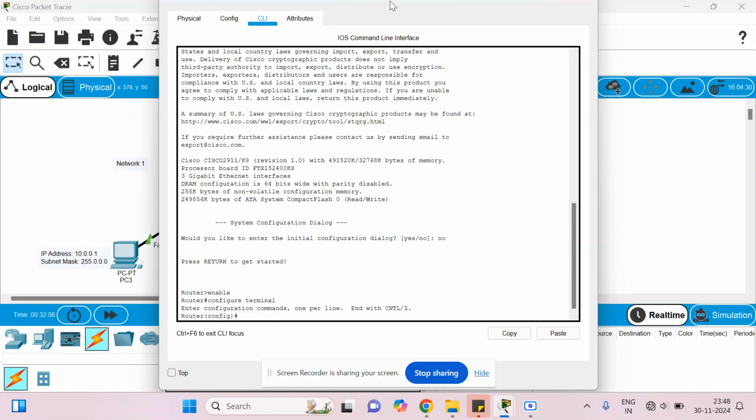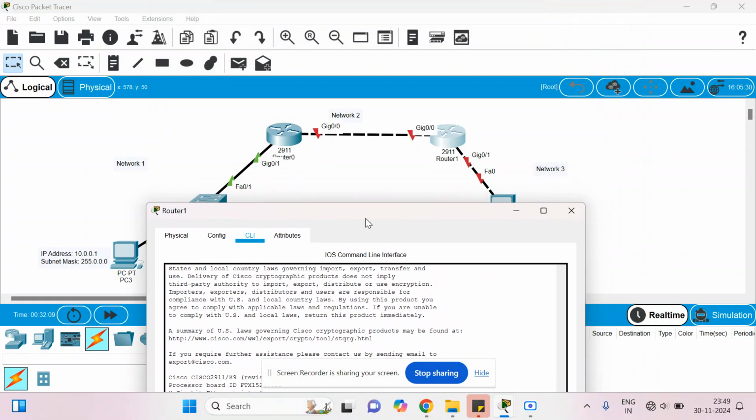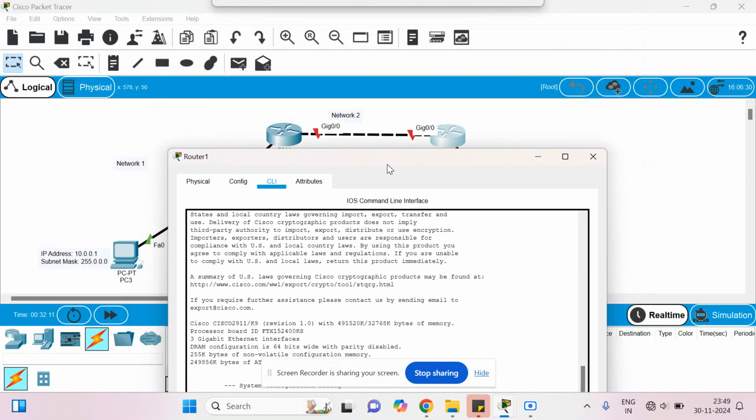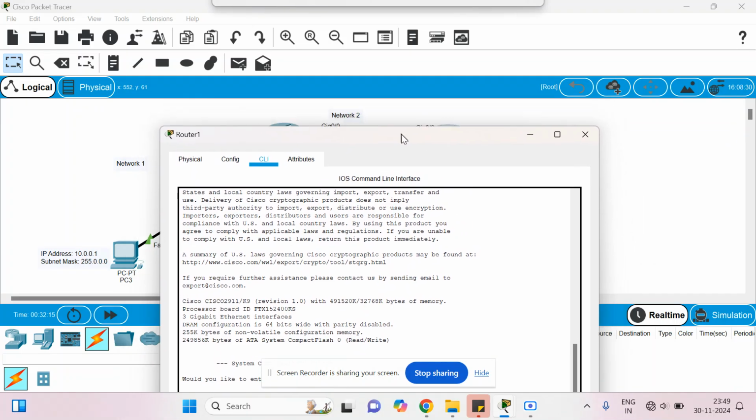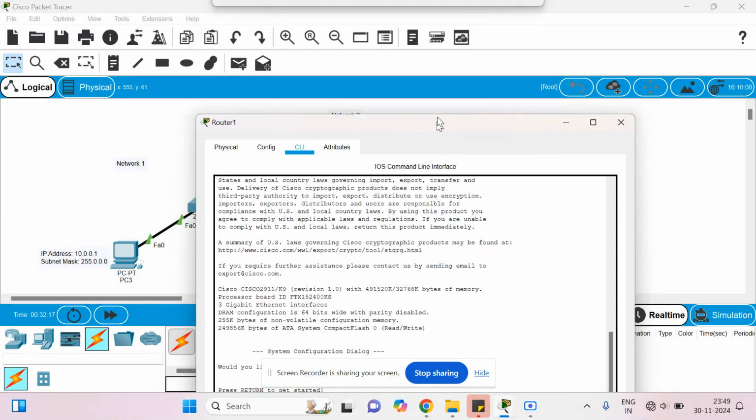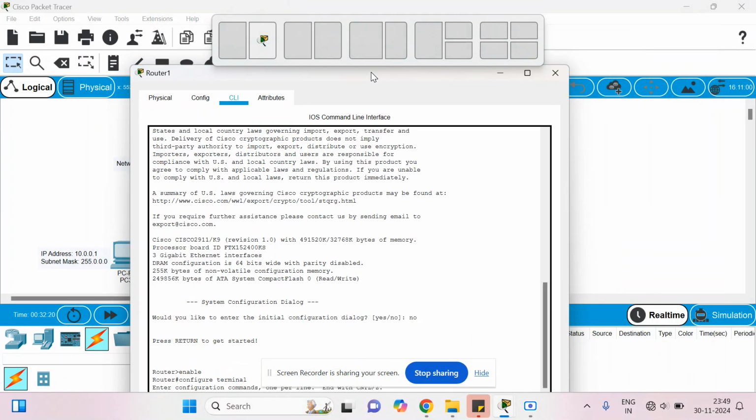Right, we are in a global configuration mode, so we have to configure it. Here the interface is gig 0 by 0, which is in the 20 network, second network. So here we have to give the IP address of the 20 range, gig 0 by 0.